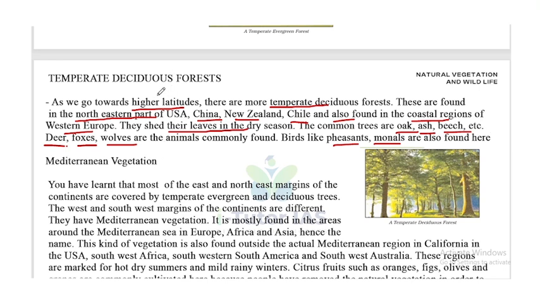First, they are found in the higher latitudes, mainly in the northeastern part of USA, China, New Zealand, Chile, and also in some coastal regions of Western Europe. They also shed their leaves in the dry season. The common trees are oak, ash, beech. Animals like deer, foxes, wolves are found in this forest, and also birds like pheasants and monals.